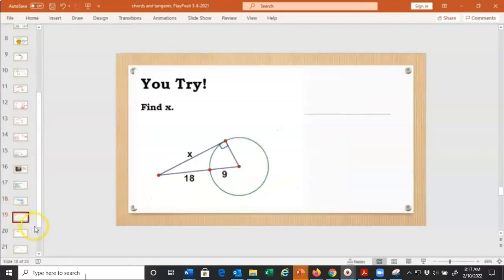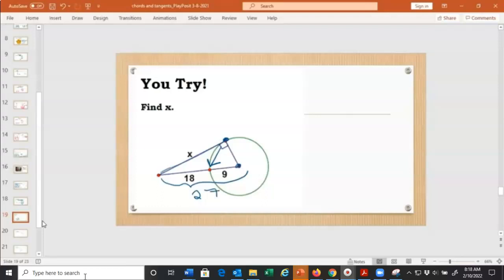So let's try another one. We have our tangent line here, where the x is, and there's our point of tangency. So we know that we can form a right triangle with the radius. Let's set this up. Here's the hypotenuse, because it's across from that right angle. The whole thing, remember, is 18 plus 9, which is 27.